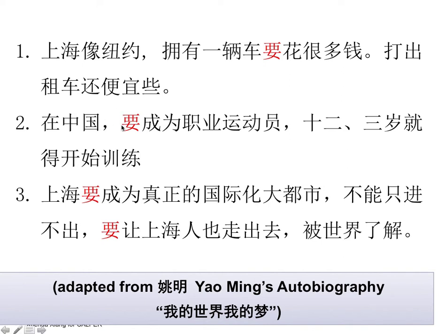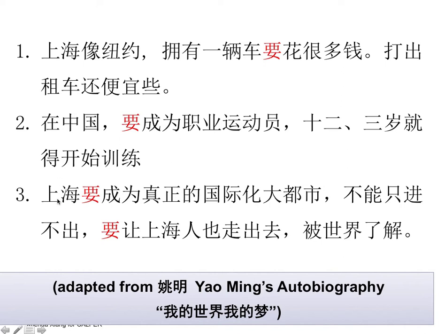在中国 anyone 要成为职业运动员, if they set their mind upon being a professional athlete, 要 gonna 成为职业运动员. 12 or 13 years old 就得开始训练, so whoever that person is, they should have started training. 就得, have to. We're going to talk about 得 in a minute.